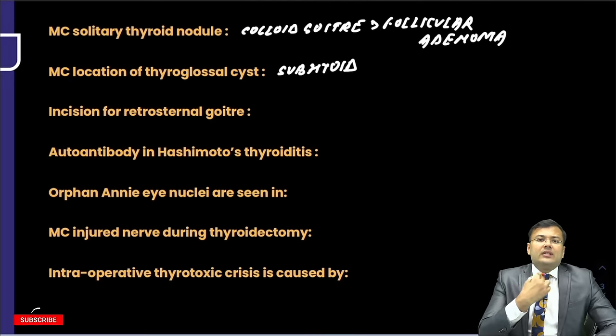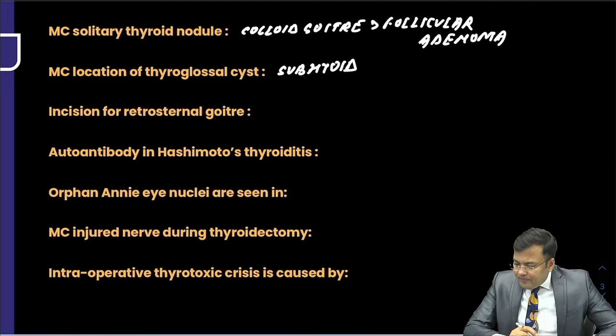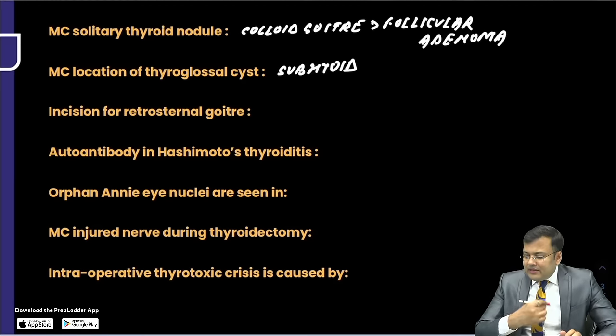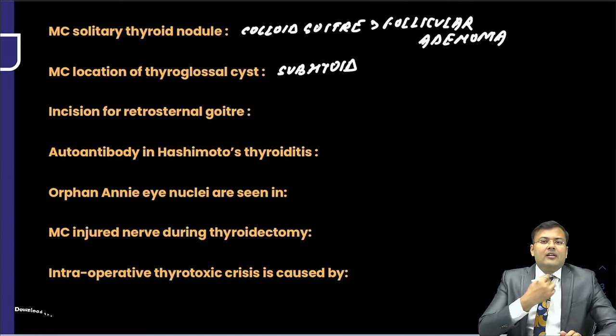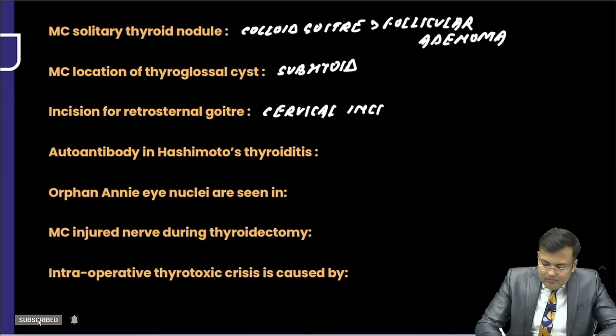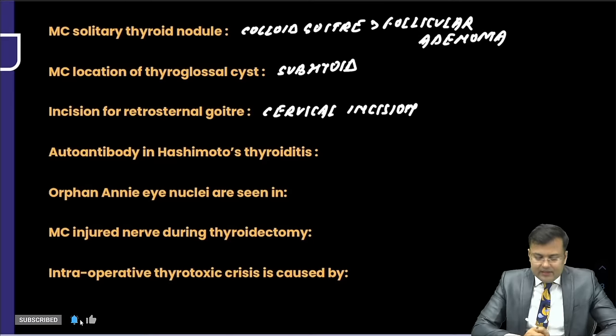Next, what is the incision given for retrosternal goiter? To remove a retrosternal goiter, what is the incision given? Yes, Navdeep, you are correct. Tamanna Patidar, correct. Priyakshi, correct. Cervical incision. Yes, majority of you are correct. We give a cervical incision. Very good.